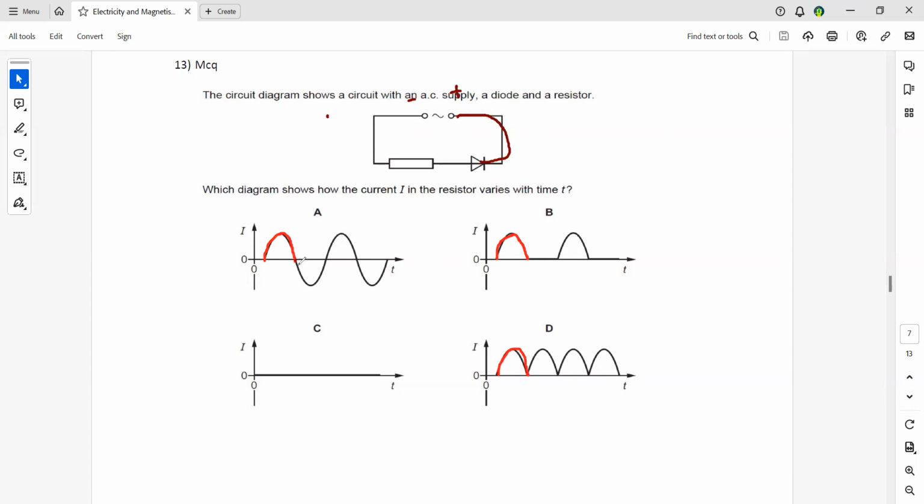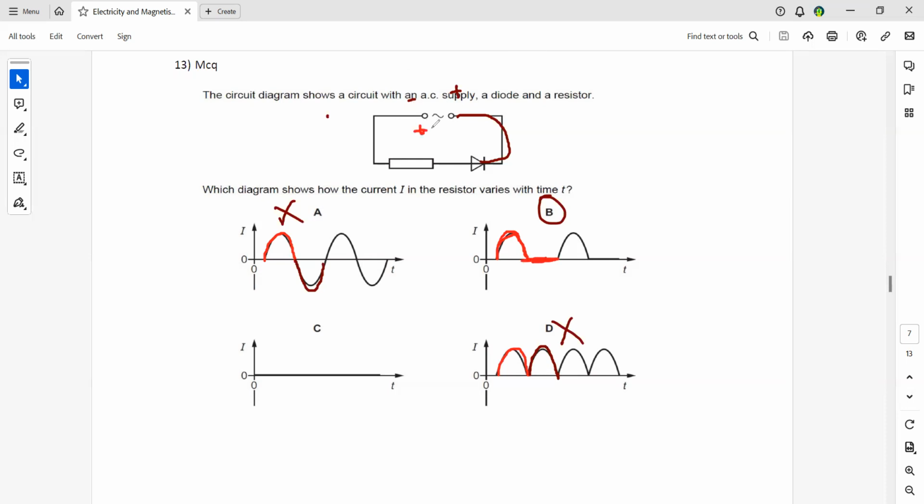But here what it shows is it allows the current in the opposite direction, so it cannot be A. It cannot be D because it shows it allows the current in the same direction. It should be B because what it shows is that the diode first allows the current to pass and then it does not allow the current to pass. So current will be 0.